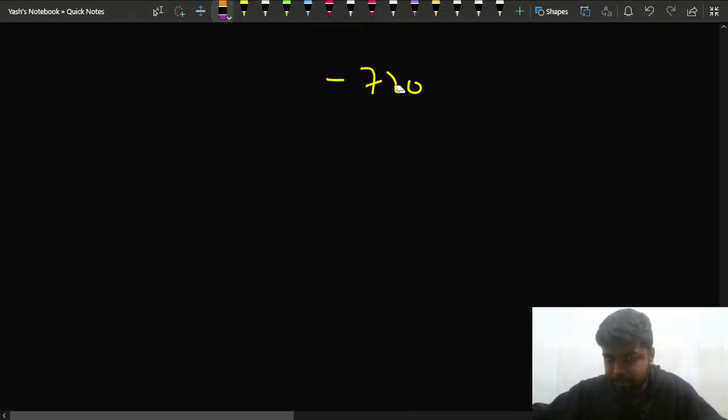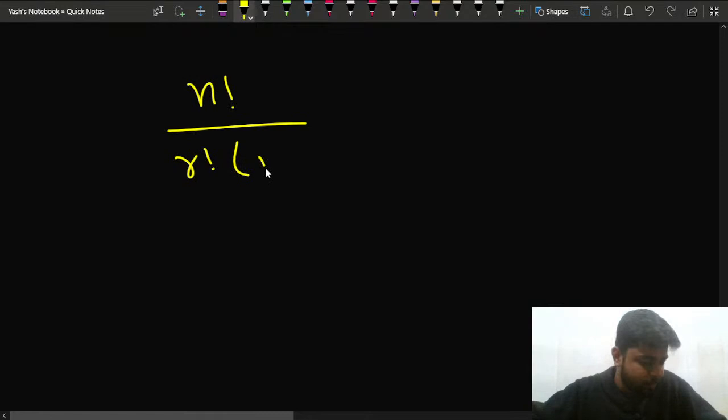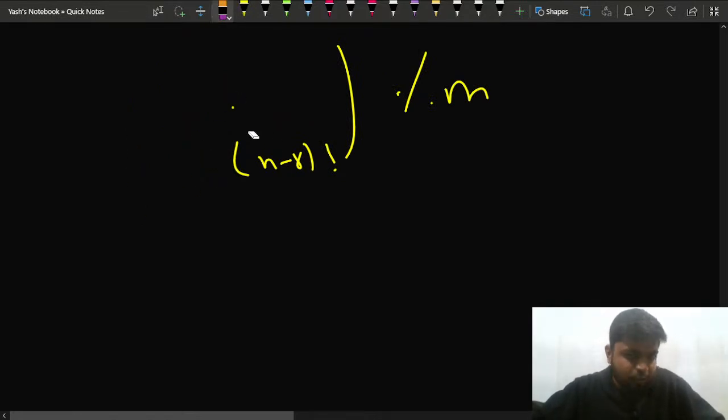Now you know you have to apply a modulo. You'll say, perfect, just apply a modulo to whatever value you calculate, like n factorial upon r factorial into n minus r factorial. You will say, let's apply modulo directly, but this is not the way. I'll tell you why.